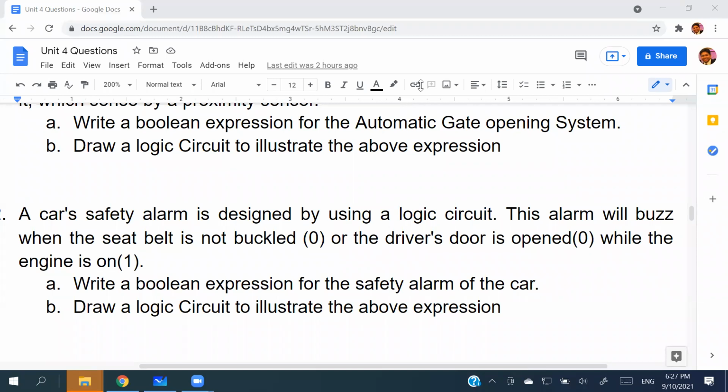And I have received some answers from WhatsApp as well. Let me see. Methula. Now, Methula, you have considered the not buckled situation as A, that means one. But in the question, I have said the not buckled situation is the zero state. That is the place that changed your answer.